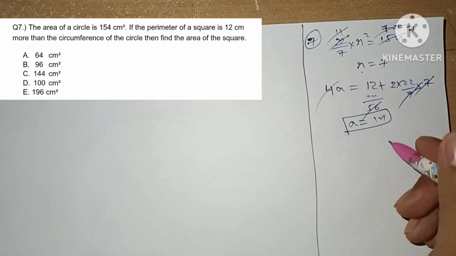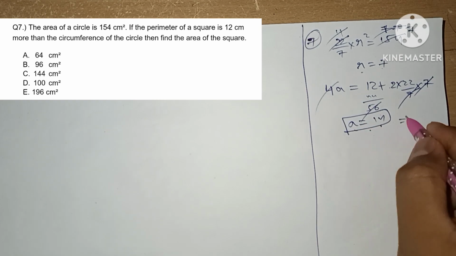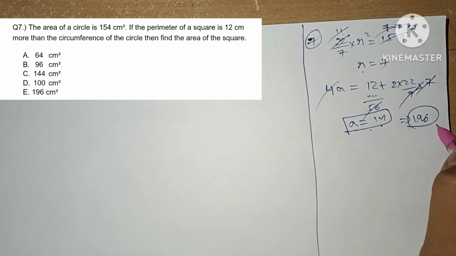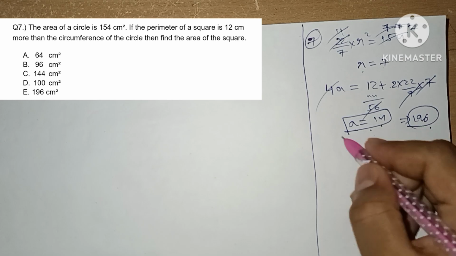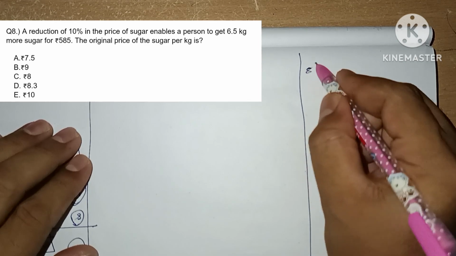Now the question asked is to find the area of the square. Area of the square is a square, which is 14 square, means 196. 196 is our answer. Option E is the answer for this question. Let's see question number 8.